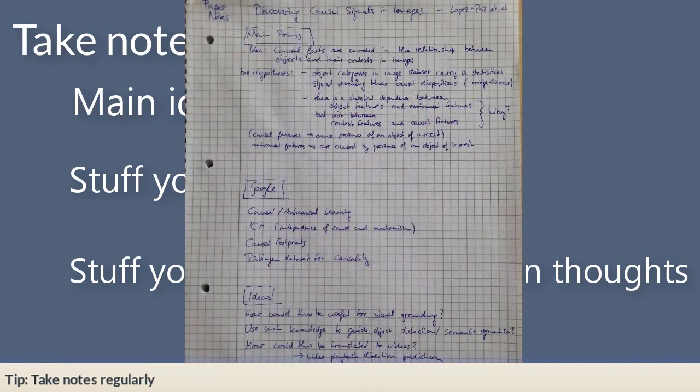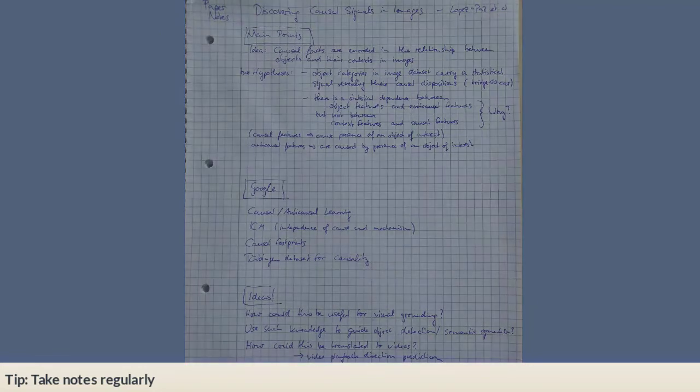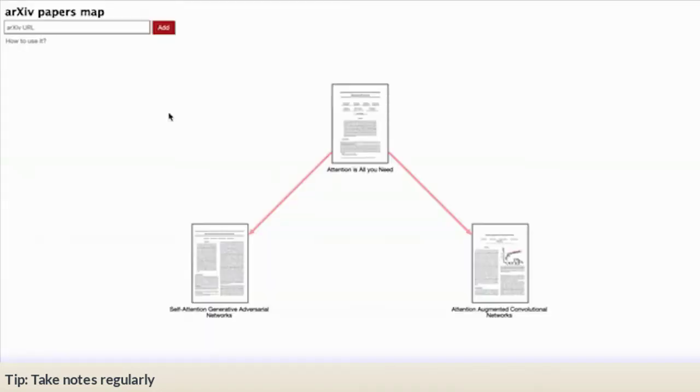Personally, my practical approach to this is to take a fresh A4 sheet of paper for each article I read, and if you want to be really efficient about this, you can try and organize them in a kind of tree-like structure to make sense of the relationships between the different articles you read.